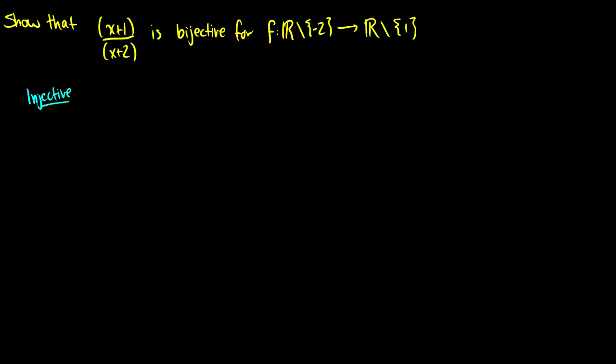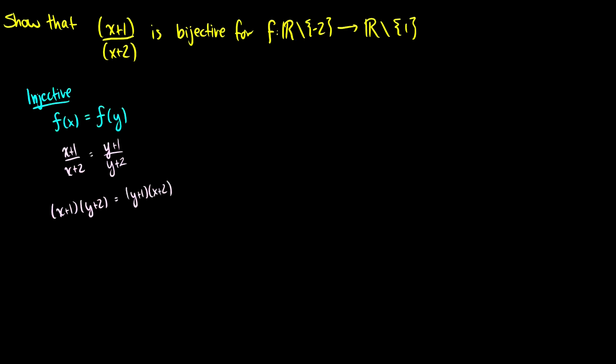So again, we start with f of x is equal to f of y, and we want to show that x is equal to y. So we're going to have (x plus 1) over (x plus 2) is equal to (y plus 1) over (y plus 2). We can cross multiply here. So we're going to get (x plus 1) times (y plus 2) is equal to (y plus 1) times (x plus 2). We're going to multiply these out.